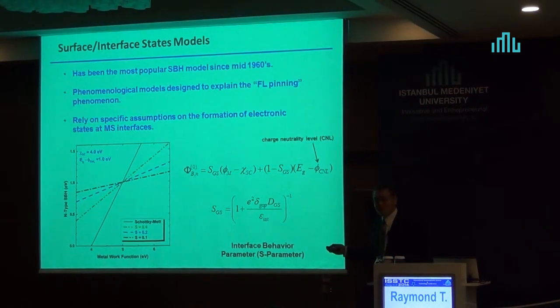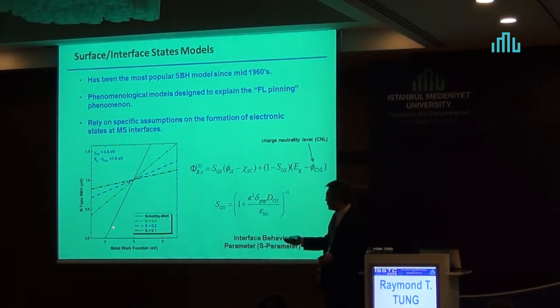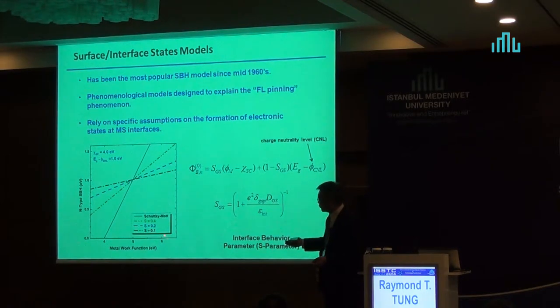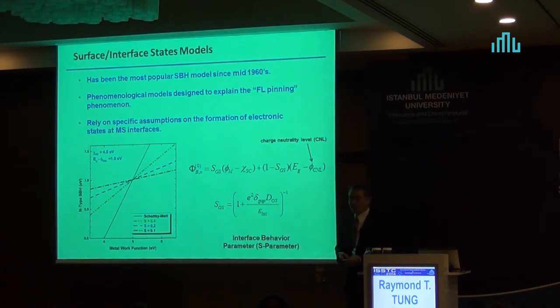So what will be expected experimentally is that the dependence of the barrier height on the metal work function will no longer have a slope of 1, but rather a much weaker slope. So of course, this model can explain the Fermi level pinning effect. However, this model relies on specific assumptions on the formation of electronic states at metal-semiconductor interfaces.